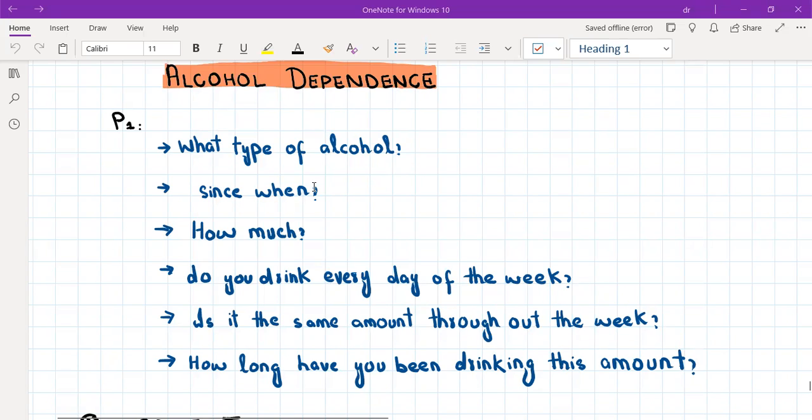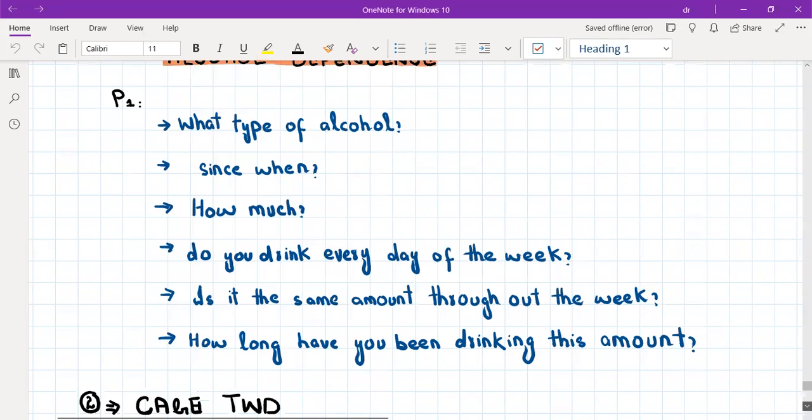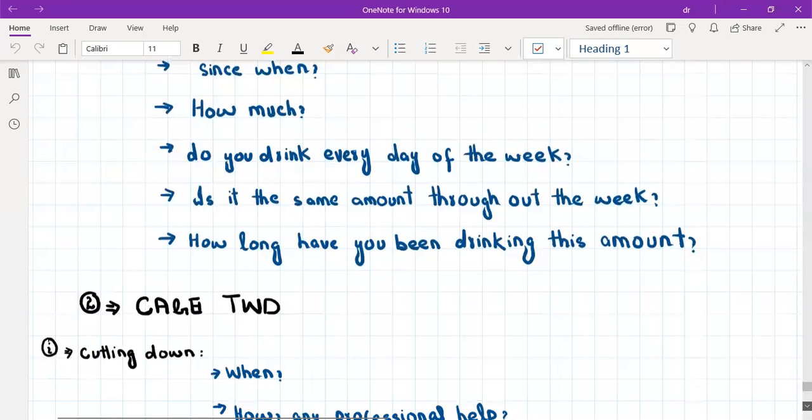Since when is the person really drinking, how much is he drinking, and is he drinking every day of the week? Is it the same amount throughout the week, or is he drinking more on weekends? All of this information is important when you are going to provide the management. And how long have you been drinking this amount? For example, he's drinking 20 units per week. So how long has he been drinking these 20 units per week?